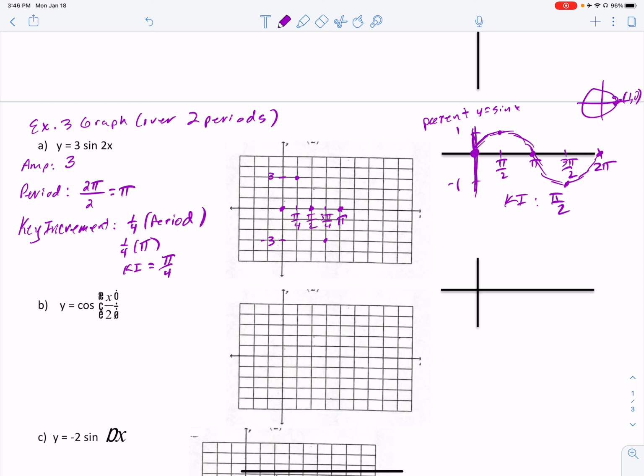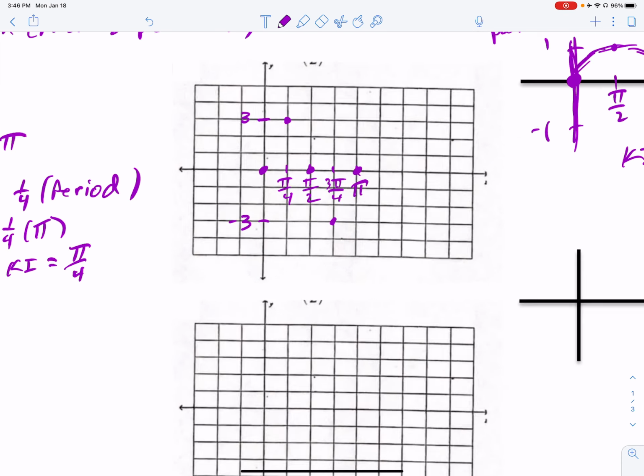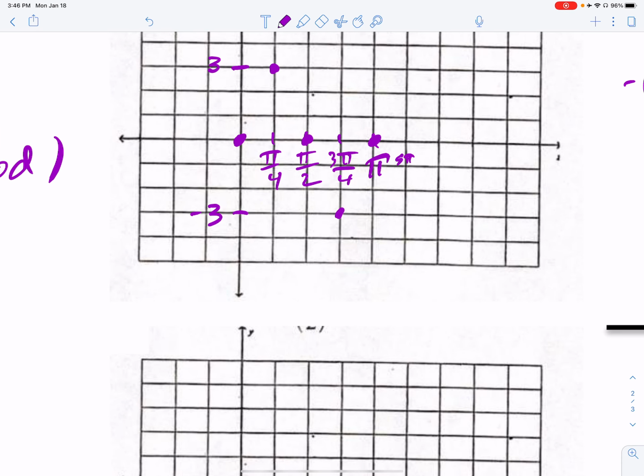And we want to look at marking our graphs by going by the key increments. But this asked you to graph for 2 periods. So what we do is we keep on going by the key increments. After pi, we'd have 5 pi-fourths, and 6 pi-fourths is 3 pi-halves, then 7 pi-fourths, and then 8 pi-fourths, which is the same as 2 pi. And then we continue in the same pattern. So at pi, we're at 0. 5 pi-fourths will be up at 3. 3 pi-halves will be at 0. 7 pi-fourths at -3. And then back to 0 at 2 pi.